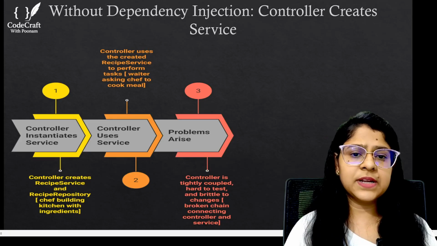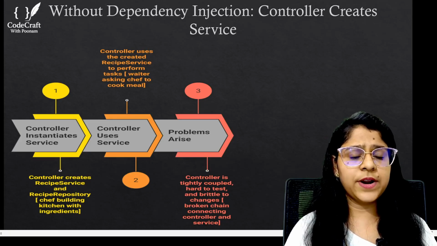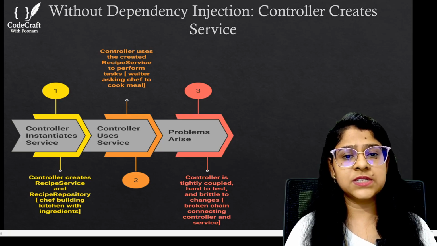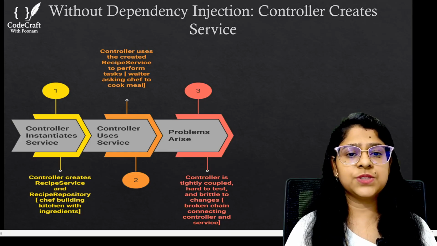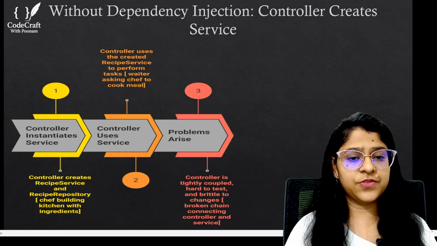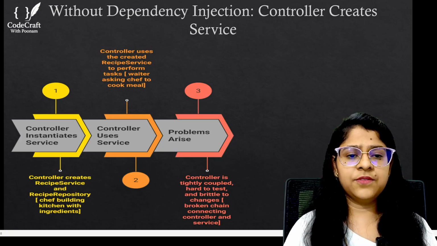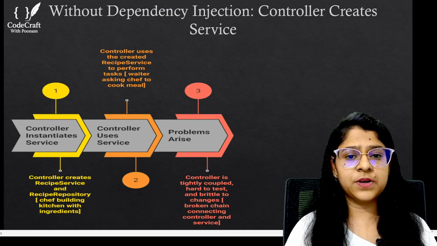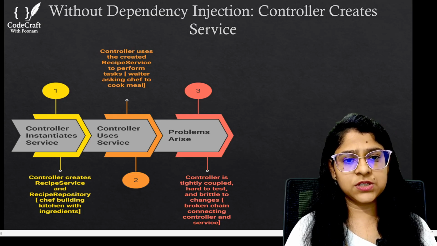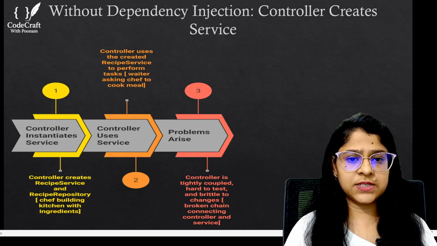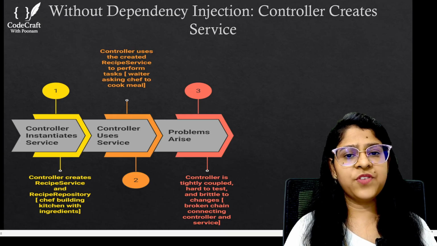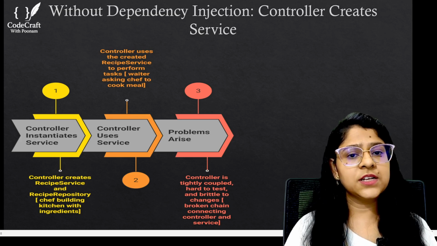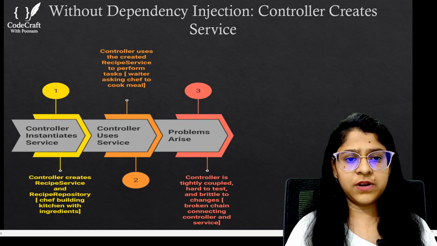Without dependency injection, what happens is, when a controller has to create the service itself, it is too much responsibility for the controller layer, right? Why? Because the controller layer will be tightly coupled to the service implementations, and then it will be hard to test. Why? Because you can't swap fake services in for testing, right? If the service constructor changes, then controllers must also change, right?